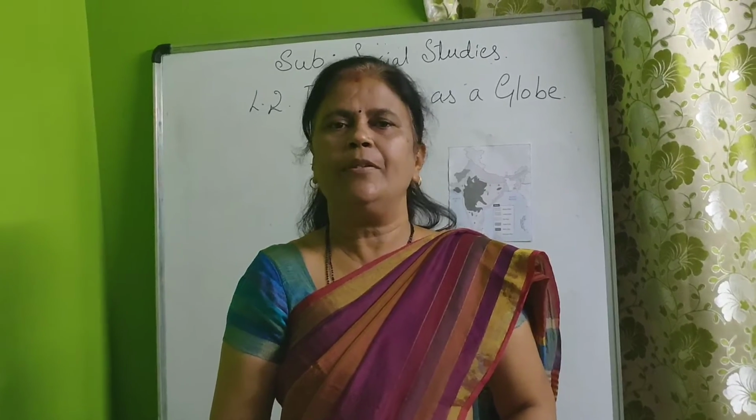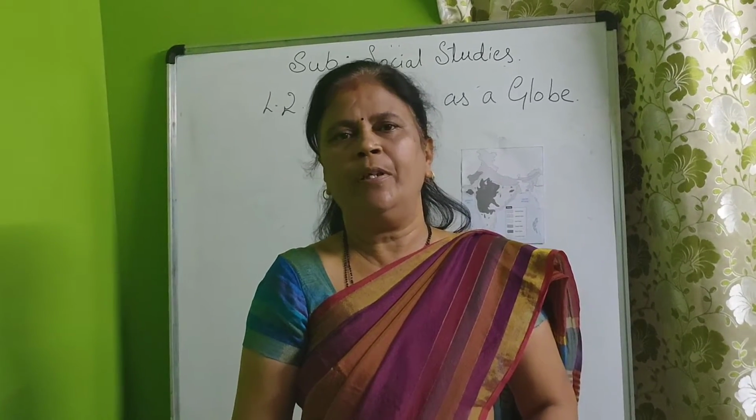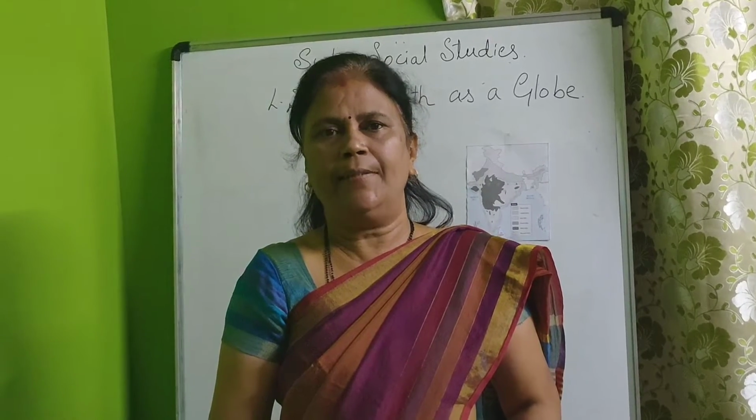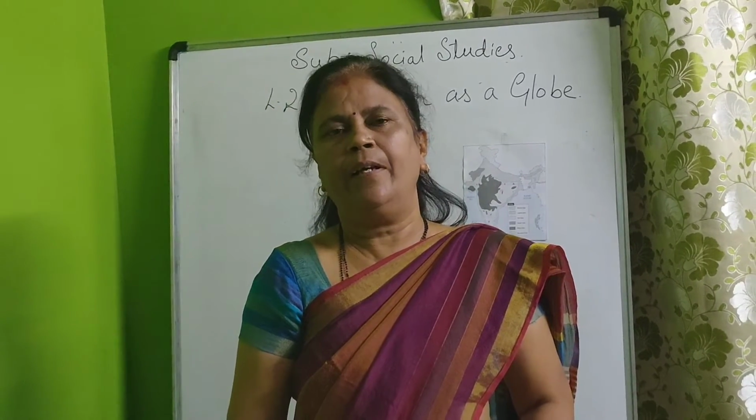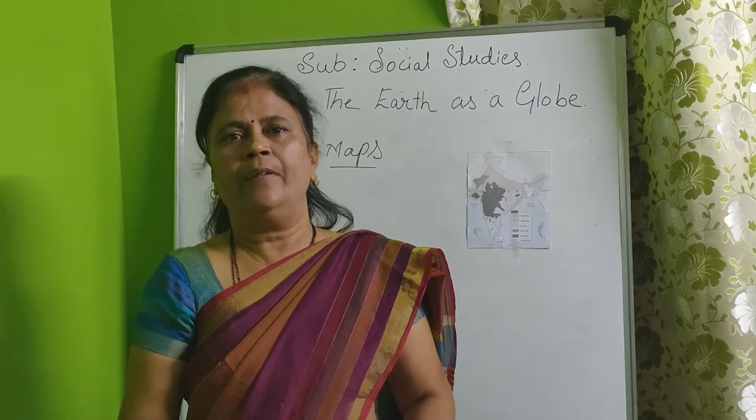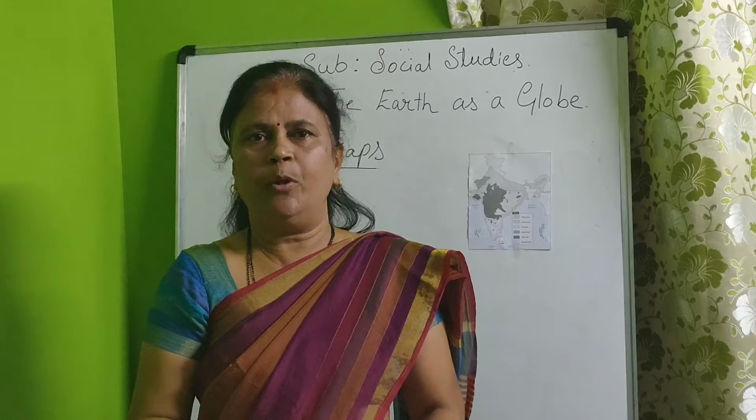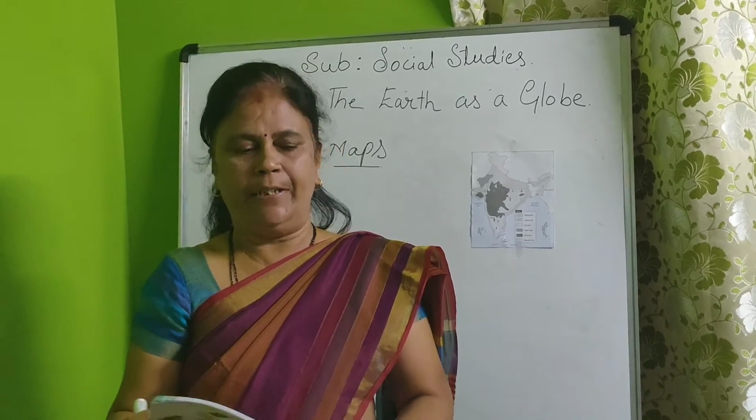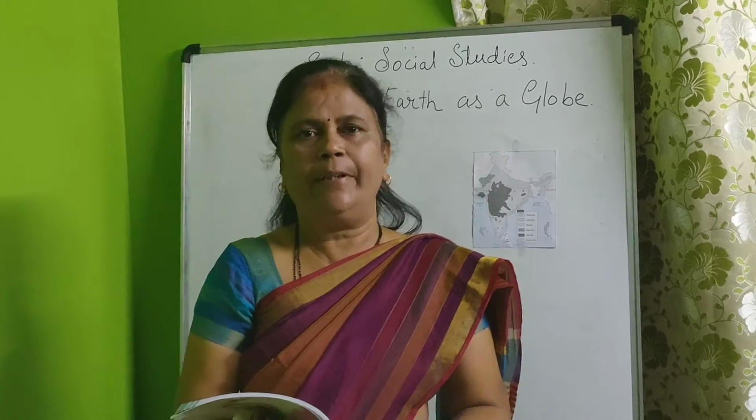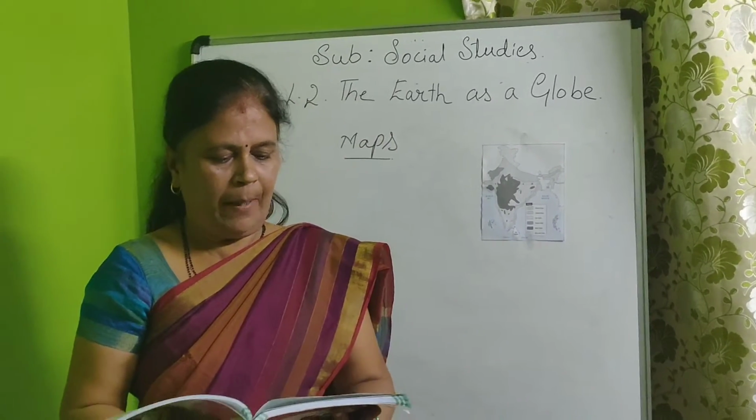In the previous class, you have already learned about globe, poles, latitude, longitude, axis and the equator. In today's class, I am going to continue the lesson. Children, open your textbook, page number 158. I am going to read the lesson. Observe the lesson carefully. Maps.